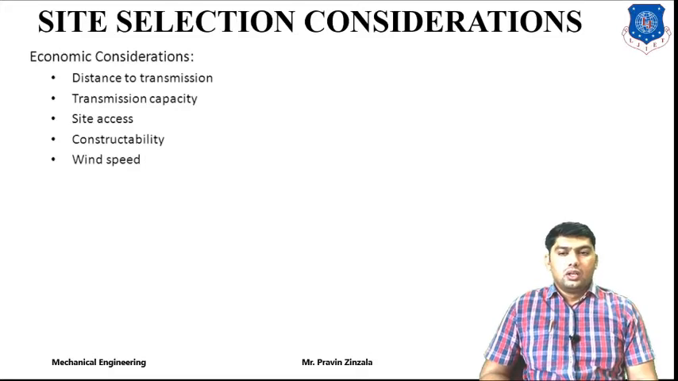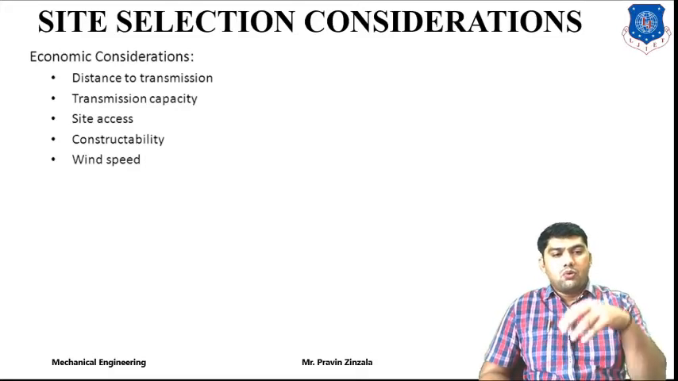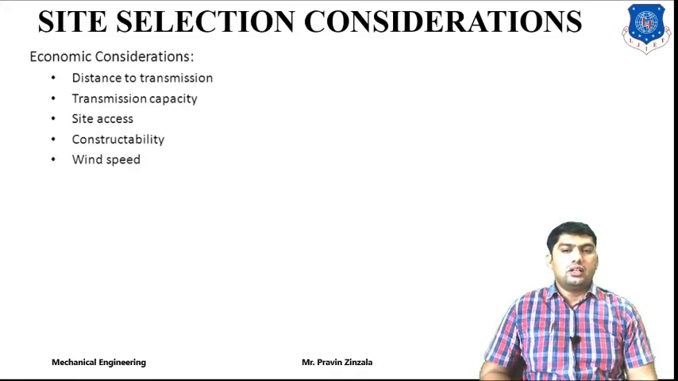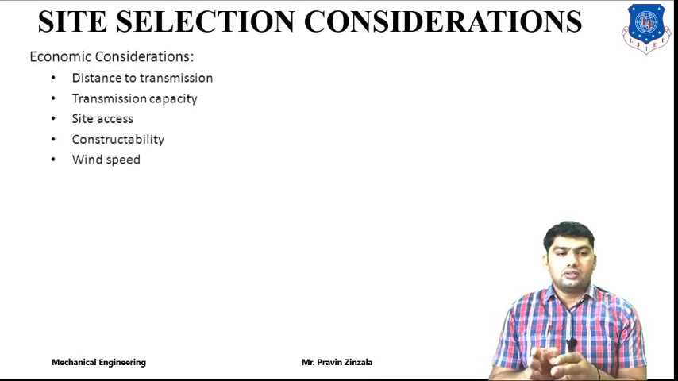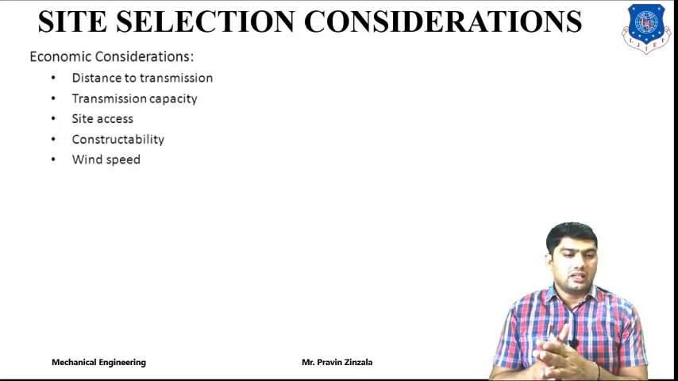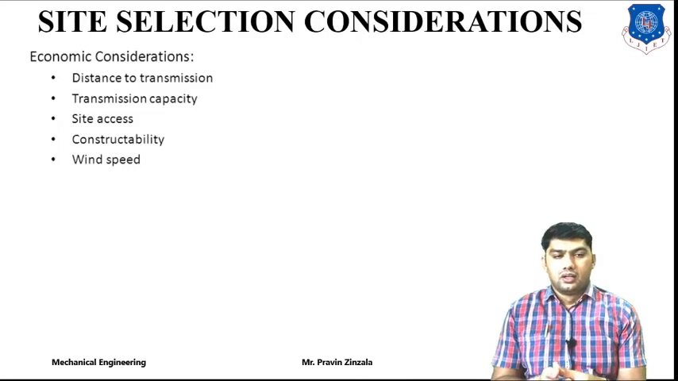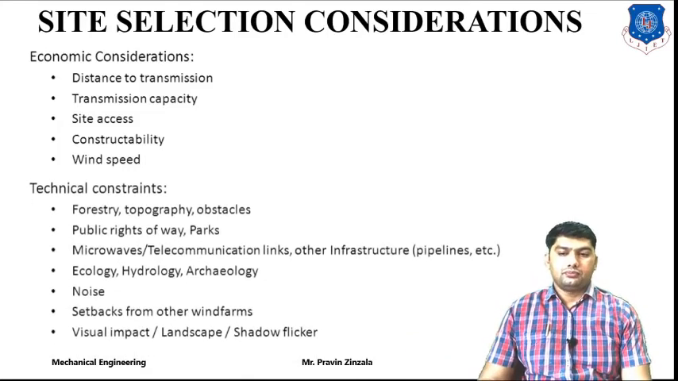If you want to install a wind turbine on Mount Abu, we cannot, because it is not constructable. Then there is wind speed, where an average wind speed of 5 meters per second should be available. Generally, wind turbine installations consider wind velocities of 5 to 25 meters per second, which is the best velocity for power generation.